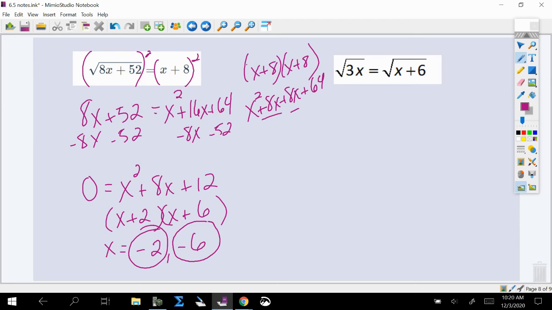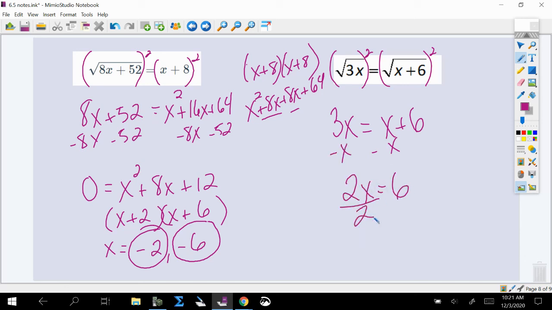Last question of the topic. If both sides have a square root, this is actually the easiest one that you'll see. If both sides have a square root, when you square both sides, it will cancel the square roots on both sides of the equation. So you will end up with just 3x on the left and x plus 6 on the right. We're going to subtract x. 2x equals 6. Divide by 2. We get x equals 3.